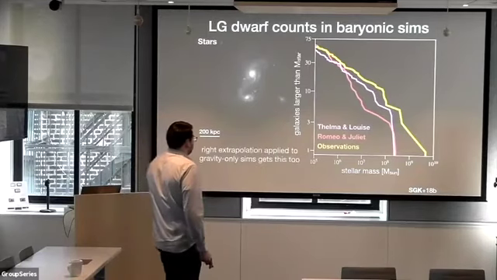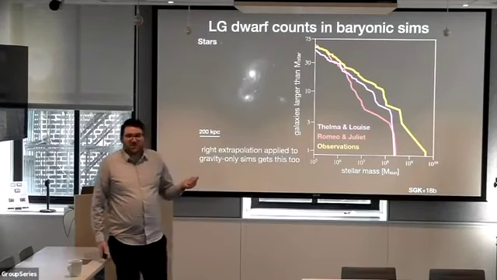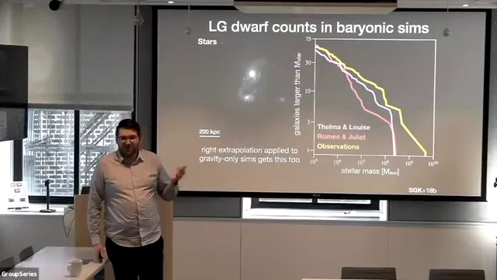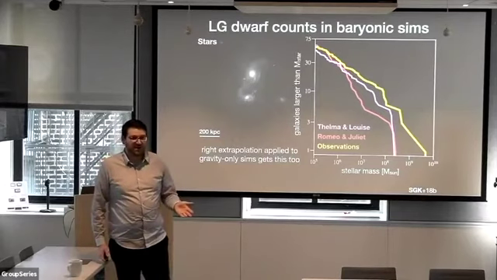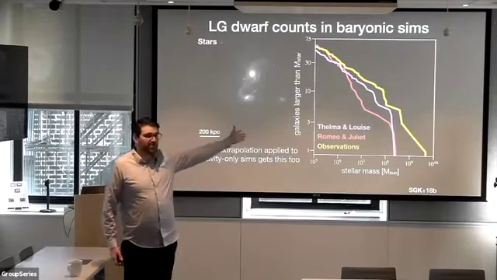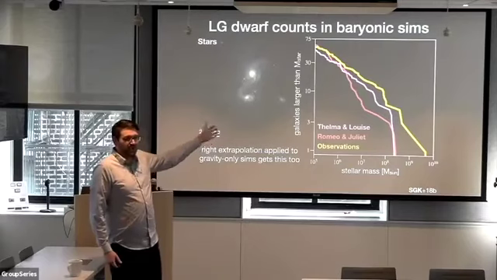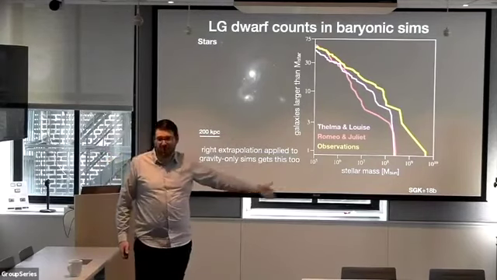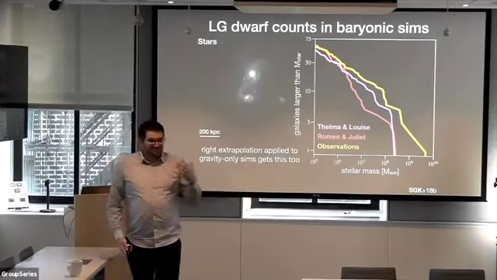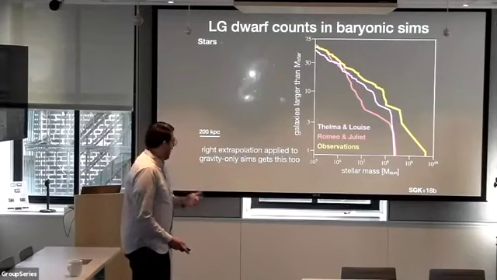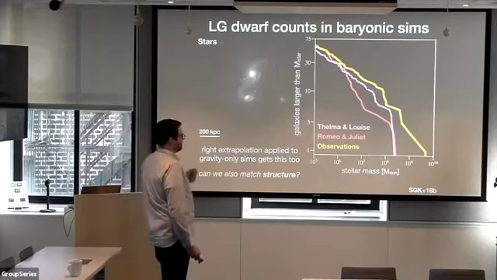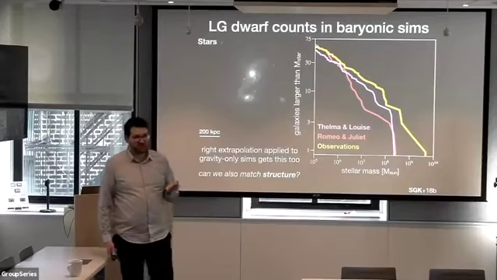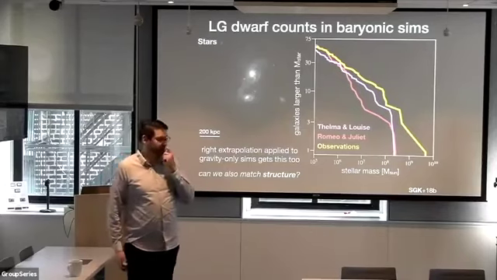That said, we got this in the gravity-only simulations too, right? All you had to do was pick the right extrapolation between stellar mass and halo mass, and you're able to reproduce this plot on the left, no problem at all. And those simulations were a whole lot cheaper to run, right? So we need to ask, can we also match the structure of these dwarf galaxies? Can we do everything self-consistently?